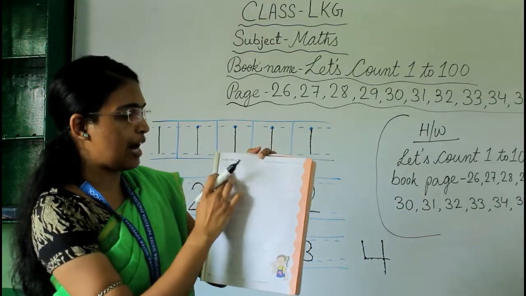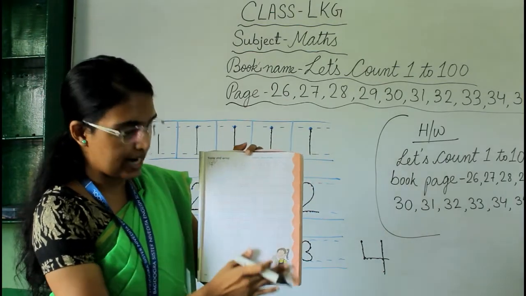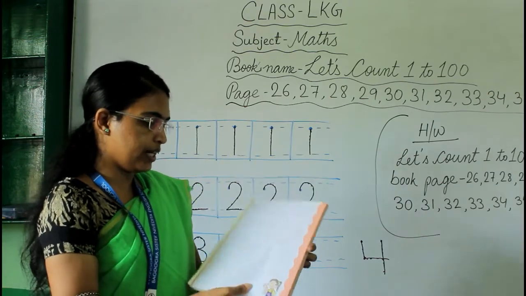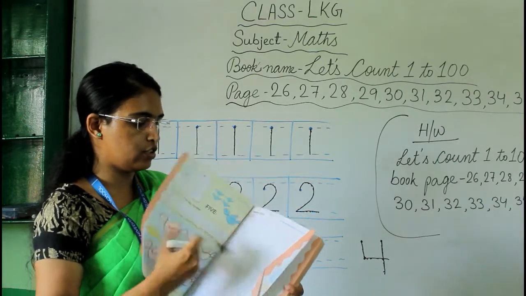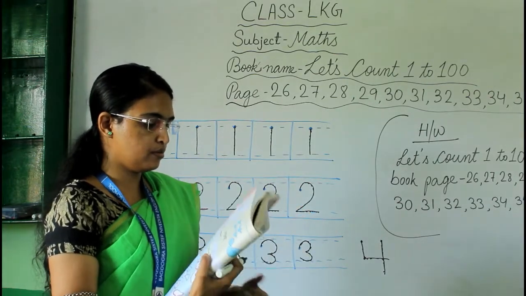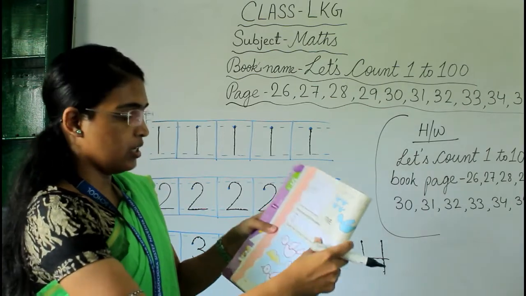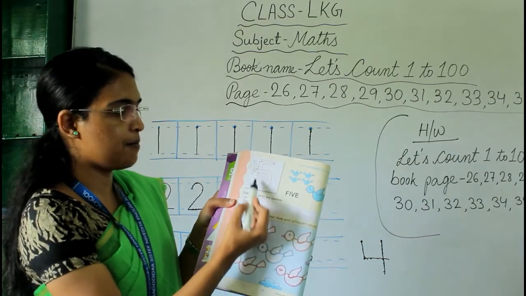Here also you have to first trace the numbers, then write it by yourself, number 4. Okay? After doing this, which is also your homework, turn the page and come to page number 34. Which number is this? Yes, this is number 5.